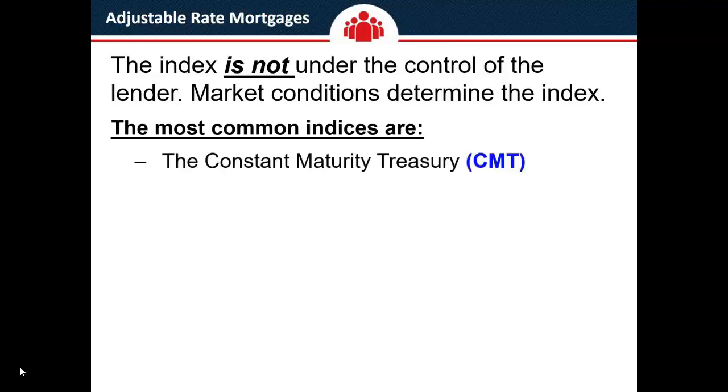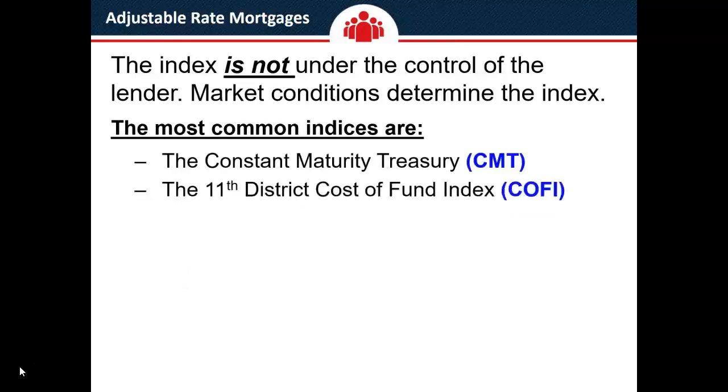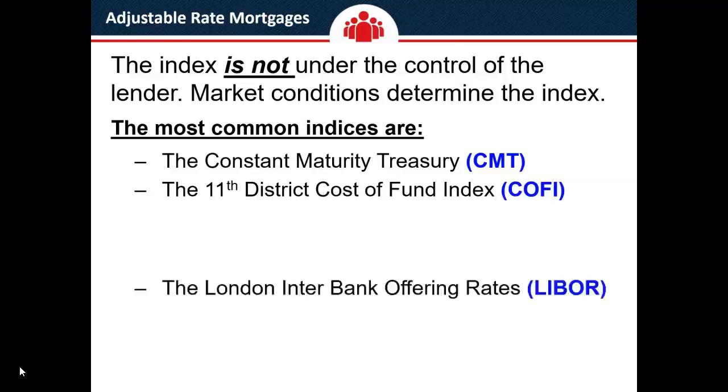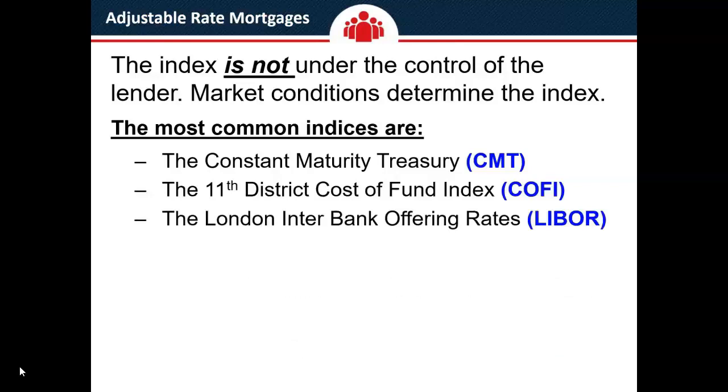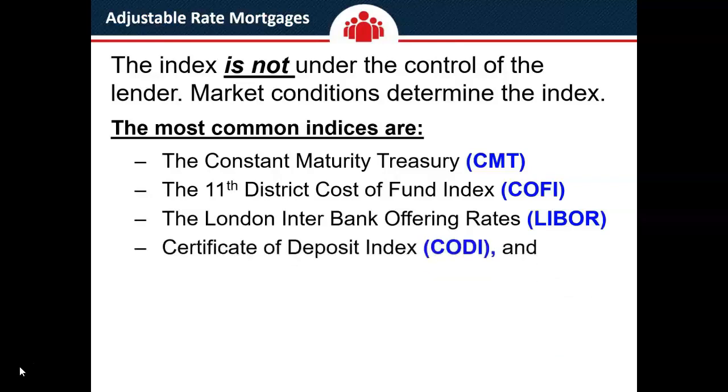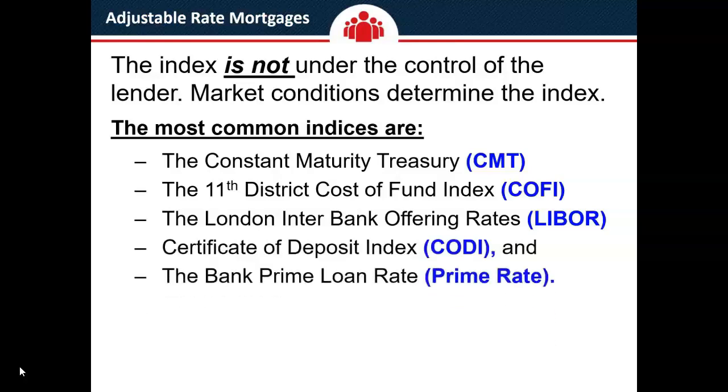CMT, that's called the Constant Maturity Treasury. There's also COFI, that's the 11th District Cost of Funds. LIBOR, the London Interbank Offering Rate. CODI, Certificate of Deposit Index, and one of the most popular ones that you'll learn about is prime, the prime rate. You hear that a lot. A lot of the banks actually go by prime. Those are just the different names of some of the common indices that are out there in the industry.